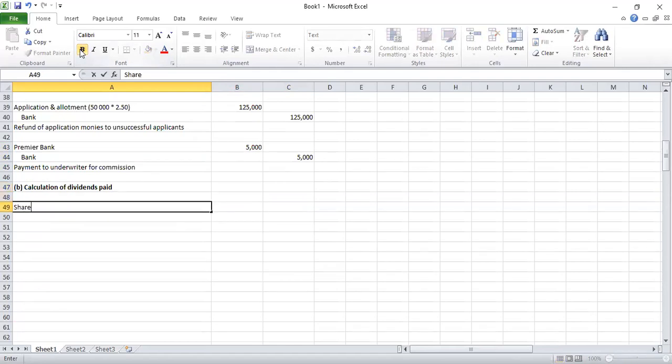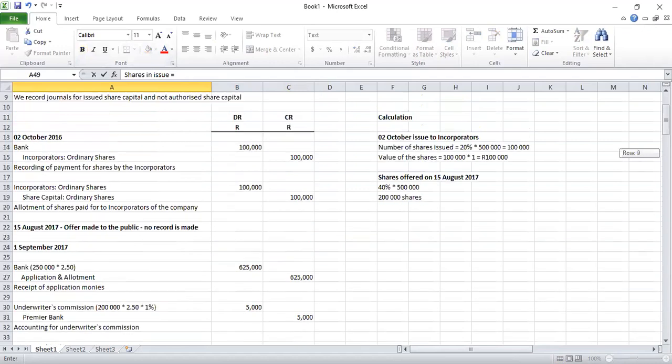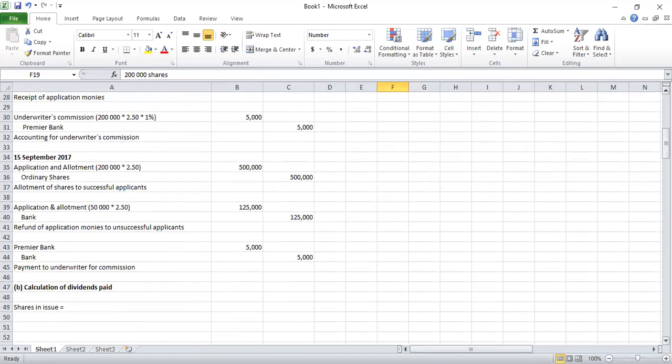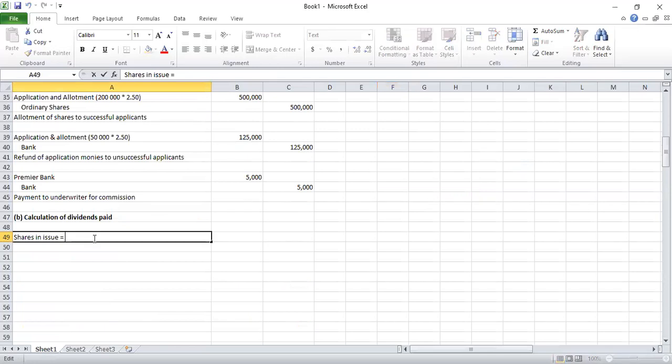Shares in issue. We know that to the incorporators at the beginning, we issued 100,000. Then we issued 200,000. So all in all, the shares in issue are 100,000 plus 200,000, which is equal to 300,000.